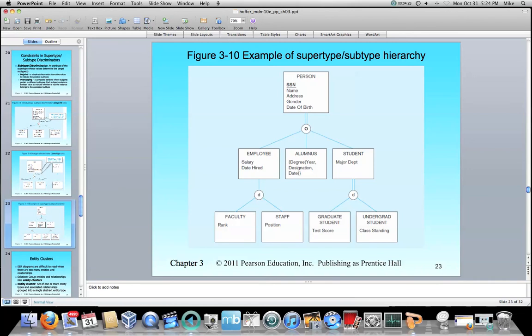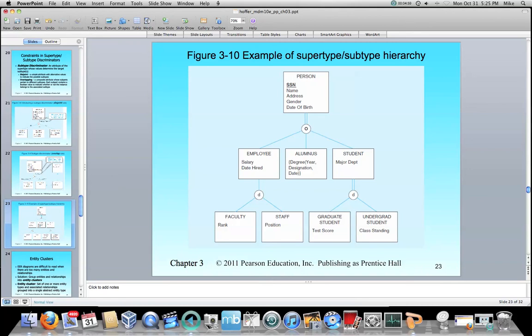And then further down the hierarchy, we've got an employee, and if you're an employee, you have to be either a faculty or a staff. But in this case, it's disjoint. You can't be faculty and staff at the same time. Unfortunately, at Hofstra, that is not the case because I am both faculty and staff. And again, we can have employees that are neither faculty nor staff.